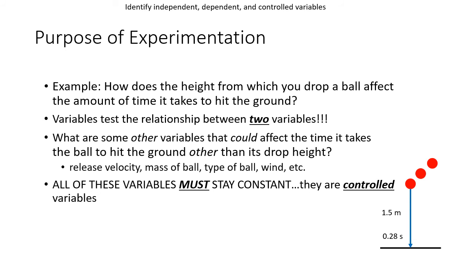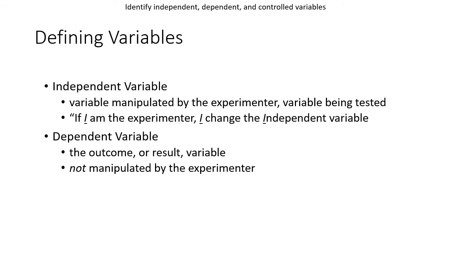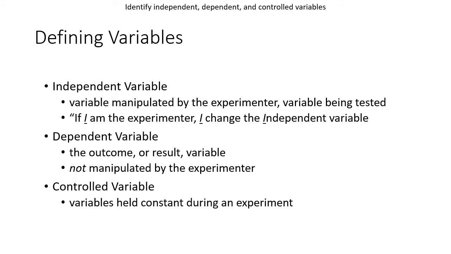So in other words, if we're going to do this experiment and we're only going to test two variables, drop height and fall time, all of these other variables, like release velocity, the mass, the type, the wind, etc., must all stay constant. They have to be the same every time we do the experiment. We call those variables controlled variables. So to finish our definitions here, we've defined independent and dependent variables. A controlled variable, these are variables that are held constant during an experiment. They are not allowed to change.